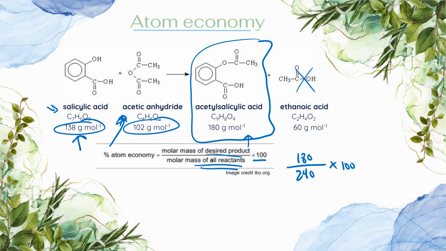You could whip out your calculator, but friends, look at the math that we can do in our heads. 180 divided by 240, we can cancel out our zeros. If I divide top and bottom by 6, 18 divided by 6 is 3, 24 divided by 6 is 4, 3 over 4 is 0.75. Times 100 is going to give us an atom economy of 75%.